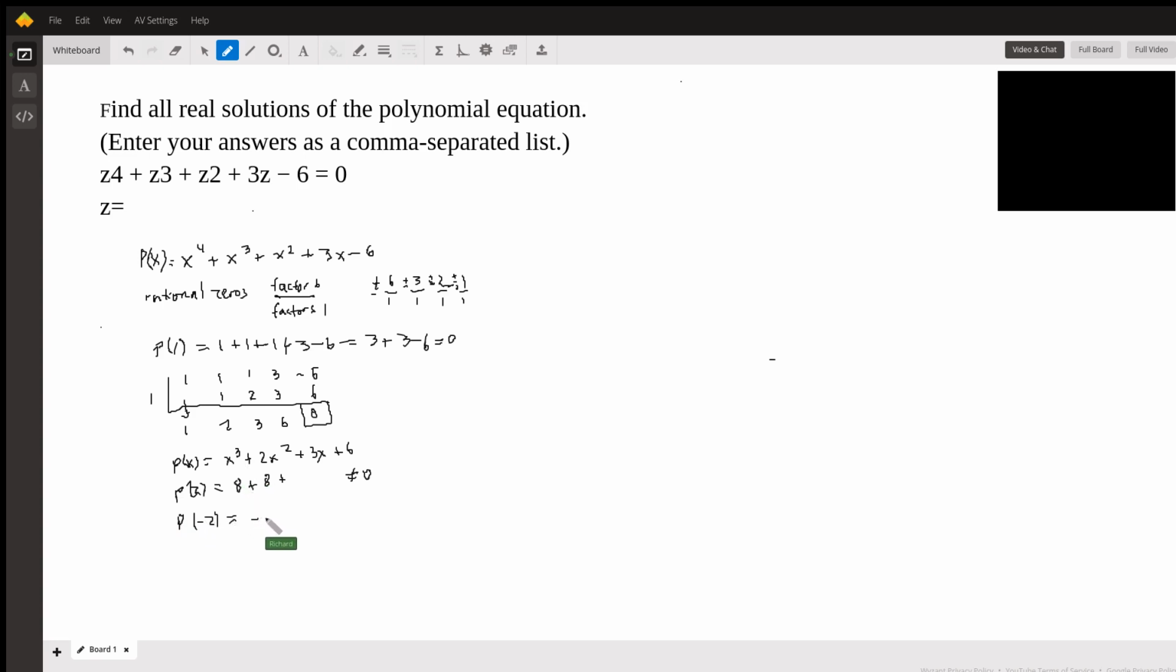So this is negative 8 plus 8, because negative 2 squared is 4. 4 times 2 is 8. Make it negative 6 plus 6. So that's great. So we're getting a 0 here.